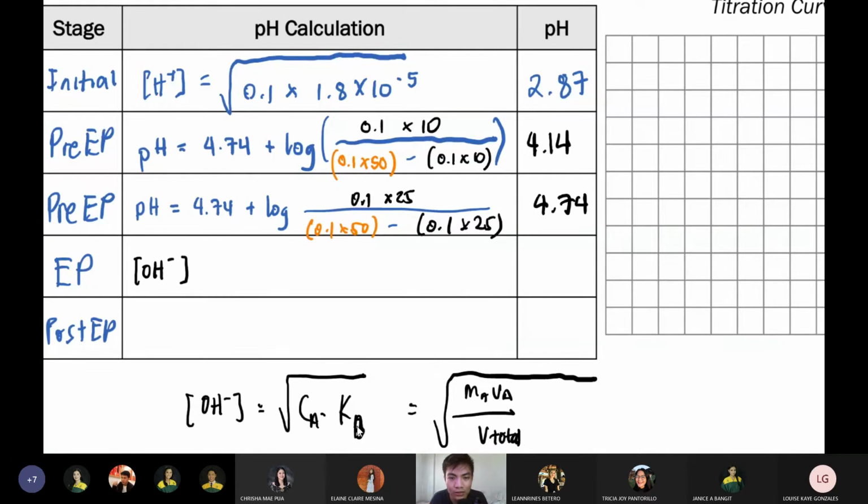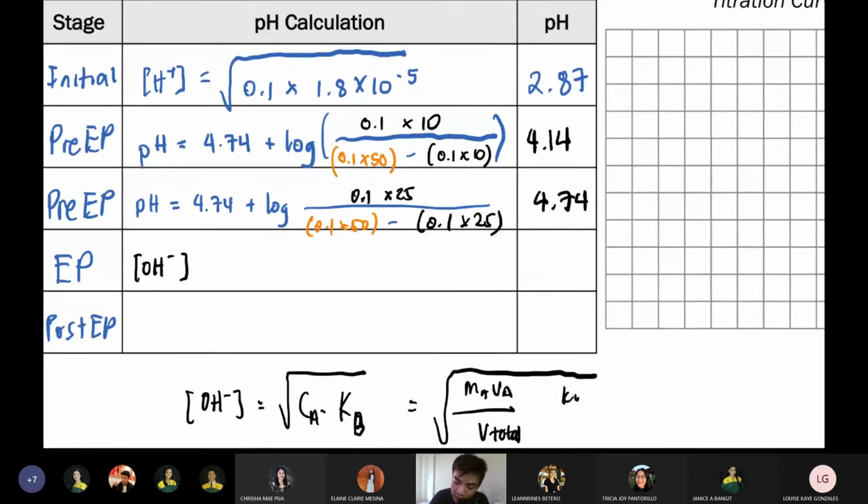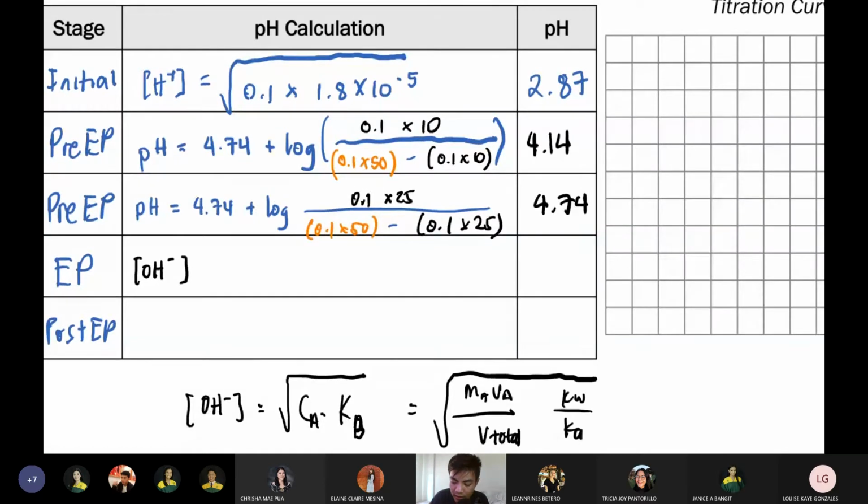How about the KB? Again, KA, KB equals KW. KB is then equal to KW divided by KA. Gets? Okay, sana nag-gets na. Ano na susunod? Edi plug in yung numbers. Plug in yung numbers, square root.